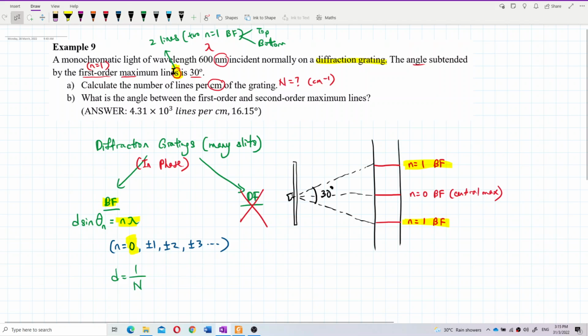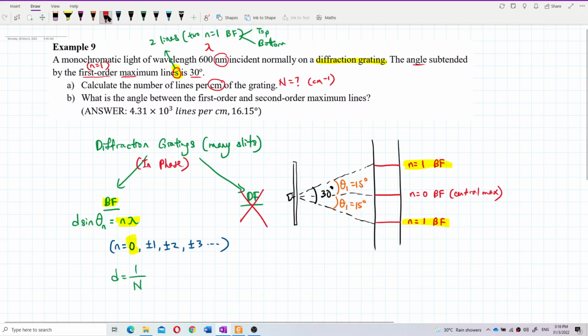Angle subtended by first order maximum lines is 30 degrees. So what about the angle theta 1? If this one is 30 degrees, then this one should be 15, isn't it? Divide by 2. Theta 1 means the theta for the first order bright fringe. The 1 here refers to the first order, n equal to 1 bright fringe.